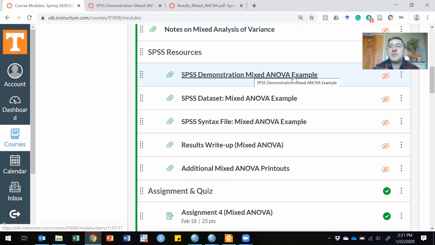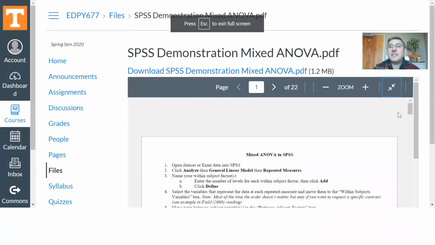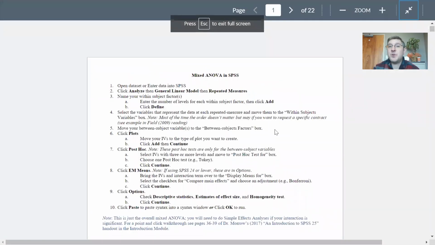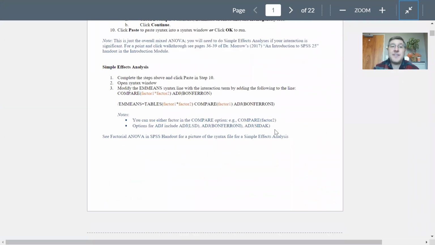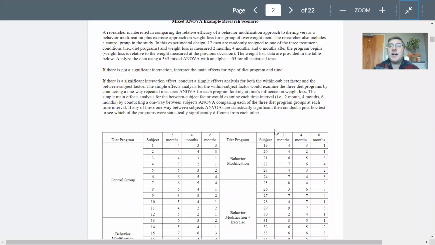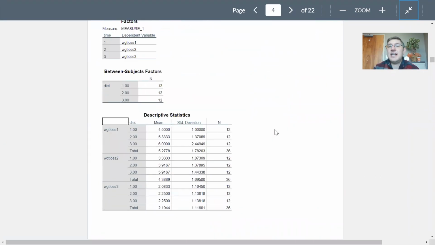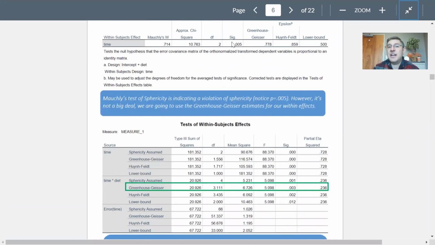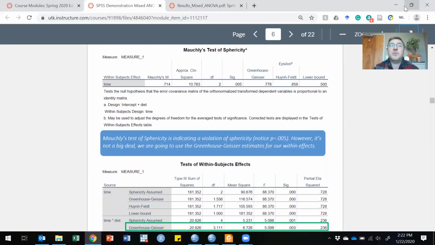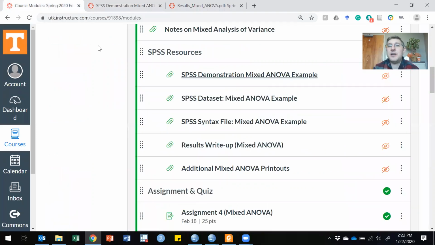The SPSS demonstration, mixed ANOVA example document here has steps for conducting the analysis in SPSS, conducting the simple main effects analysis, our research example, which we'll go over in a minute, and annotated output. So you can see all of the output, and then I've annotated it on here for you, how you interpret each one of those tables. So we'll go through that in this video here in just a minute.